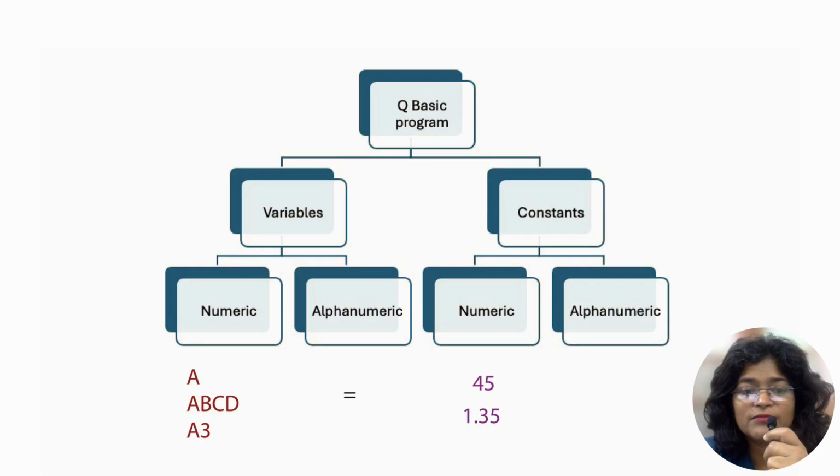So it could be numbers like 45. And what should you do? You should write the variable on the left side, like a is equal to, and the constant on the right would be 45, or whichever number you want to put. Or it could be abcd is equal to 1.35, or you can write a3, or the number that is attached to it, is equal to the numeric constant.